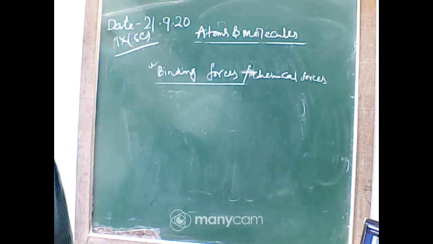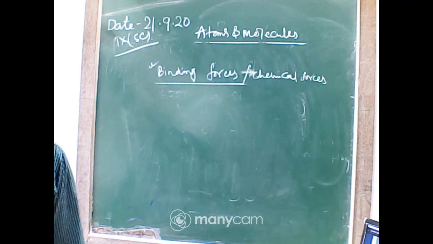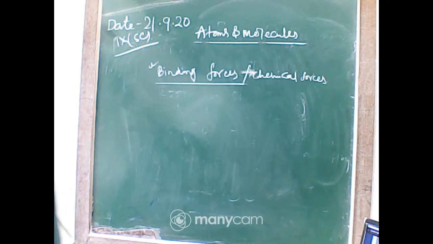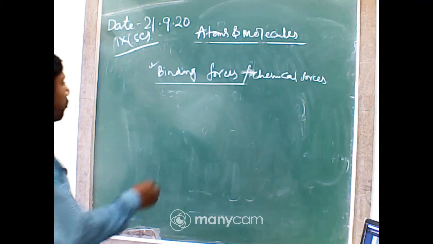Now follow page number 35. A molecule can be defined as the smallest particle of an element or a compound that is capable of independent existence and shows all of the properties of that substance. Now, what are the characteristics? It is defined as the smallest particle of an element.